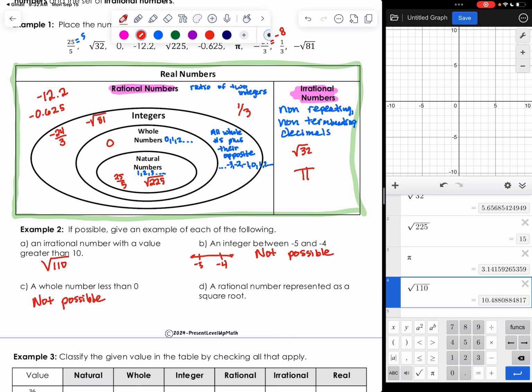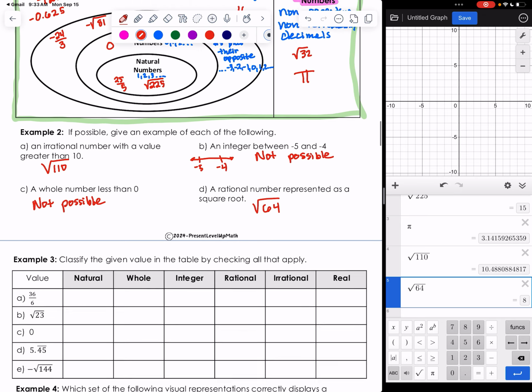D, a rational number represented as a square root. All right, so I need a square root, and it needs to be a rational number. The only way we can get a square root that's a rational number is if the radicand is a perfect square. So anything you put under here, just make sure it's a perfect square. So say square root 64. If I put square root 64 in my calculator, that would give me 8. So that 8 is a rational number.